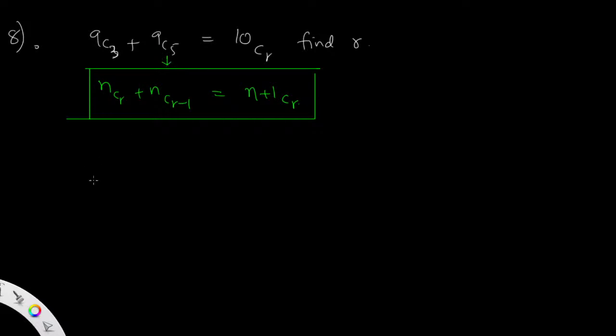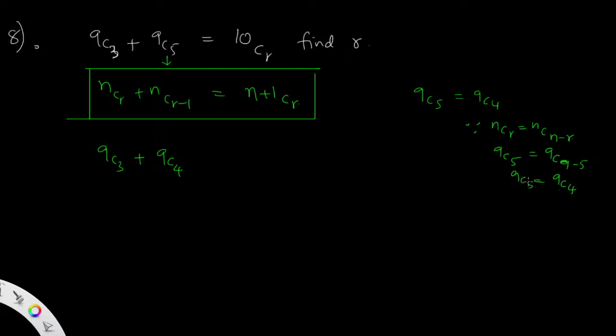9C5 can be written as 9C4. Why? Because nCr equals nC(n-r). So 9C5 is nothing but 9C(9-5), which is equal to 9C4. Both are equal, having the same value. That is why we can write the value as 9C4, which is equal to 10Cr given.